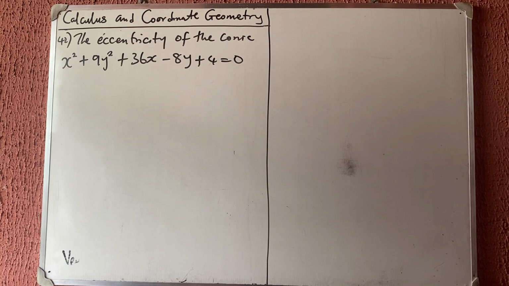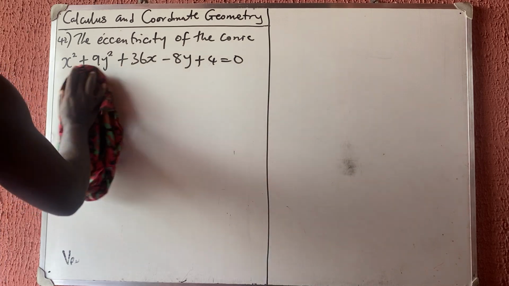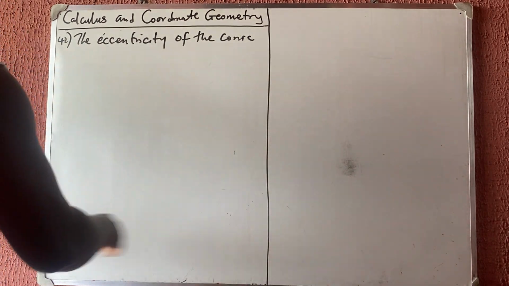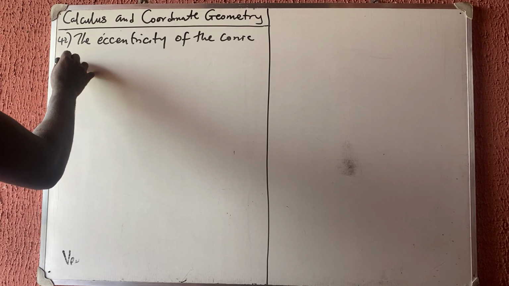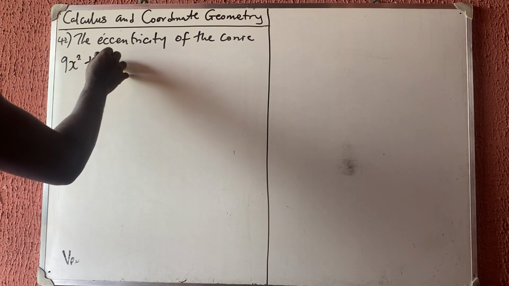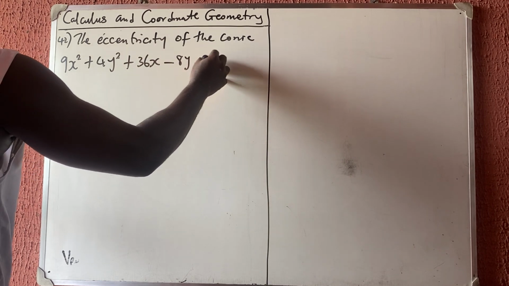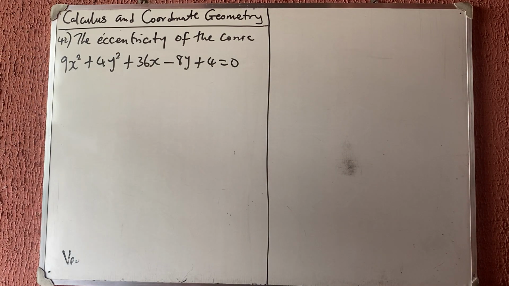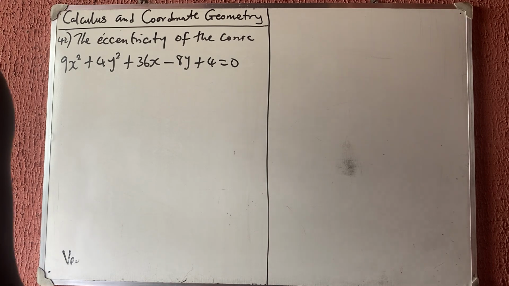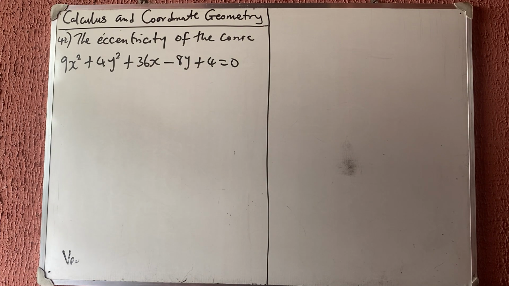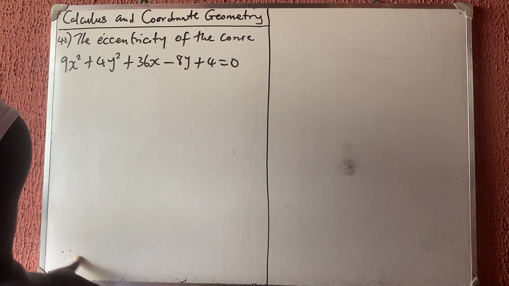Okay, the question is, this is a typographical error. The question is 9x squared plus 4y squared plus 36x minus 8y plus 4 equal to 0. So that is the correct question. This one here is wrong. They made a mistake there. So let us solve this. Solving this is very simple. We're going to solve using the completing the square method.